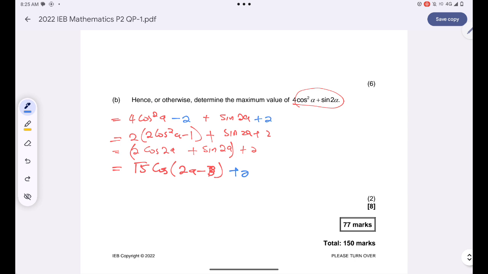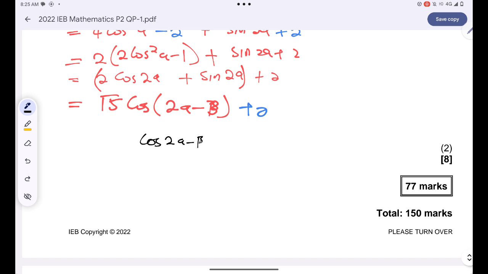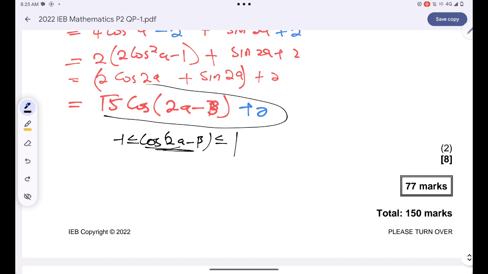Okay, so now it will be easy for me, guys, to find the maximum value. Why is it going to be easy? Because I know for a fact that the graph of cos of 2a minus beta will always be between -1 and 1. Are you together? But now I have a square root of 5. That means I must use this thing to create this type of expression there. How can I do that? There's a square root of 5 which is multiplied there.